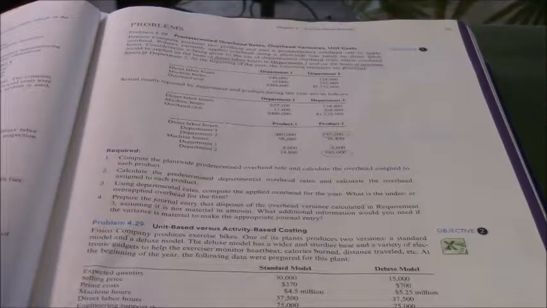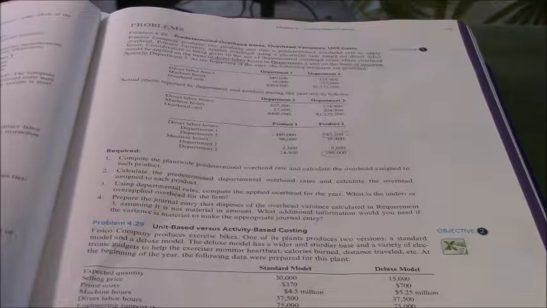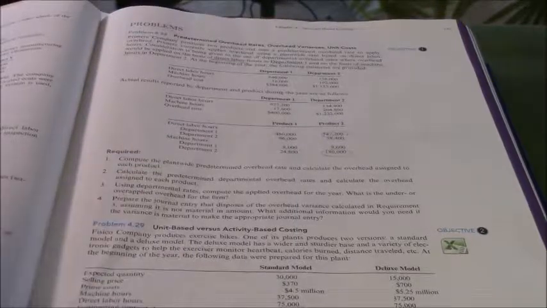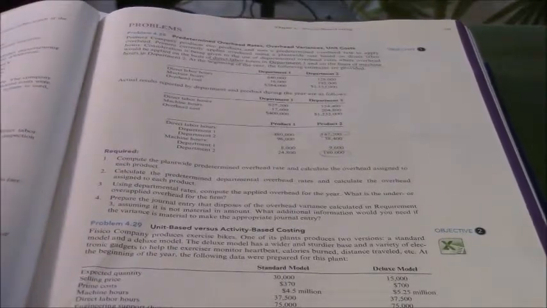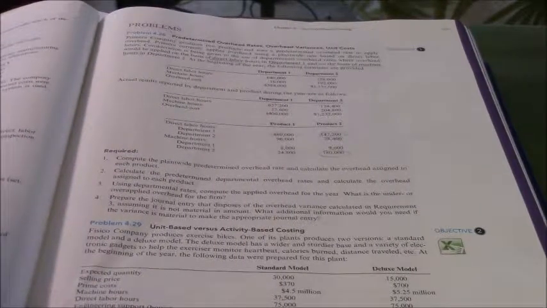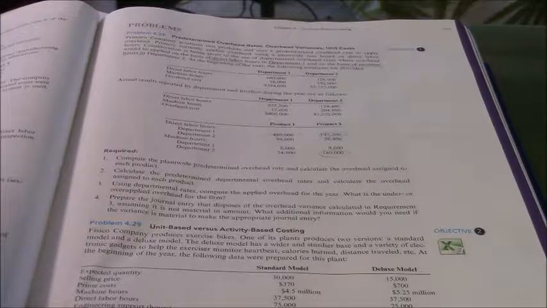We are going to be back working part 2 of problem 4.29 from page 191. And in part 2, we are actually going to calculate a whole bunch of activity drivers, so we can then go on and do the unit cost using the drivers. We've done a plant-wide rate already, and now we're going to switch over and do activity-based costing.